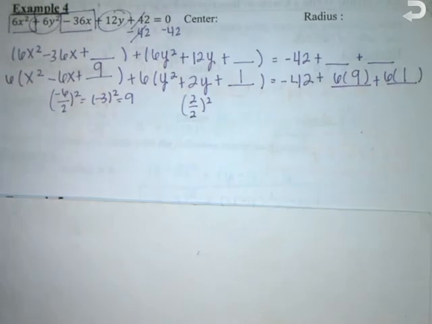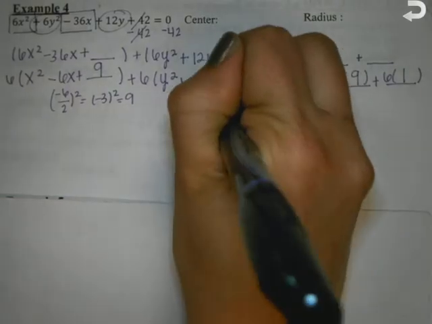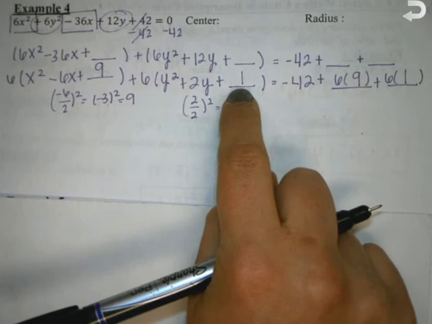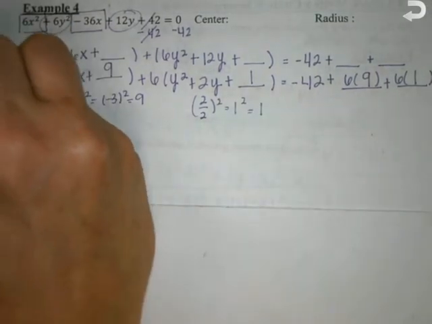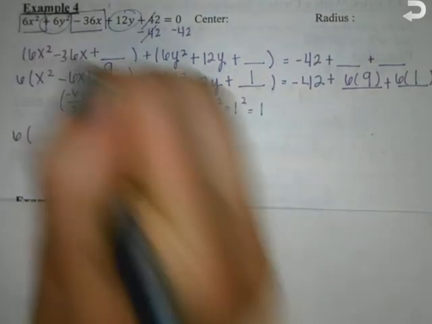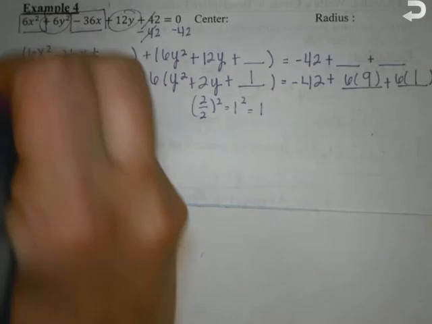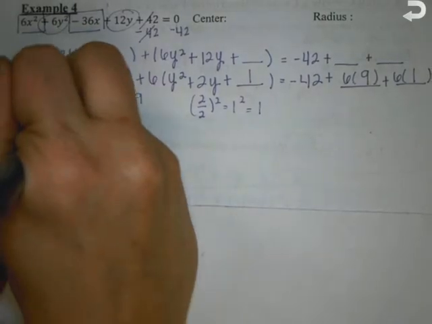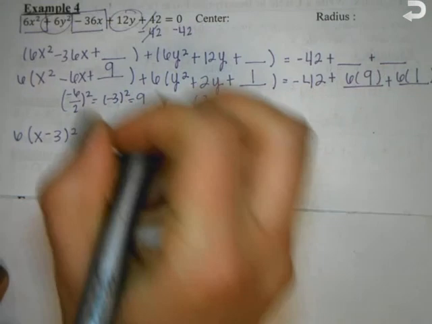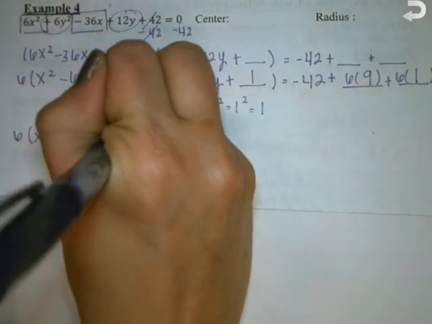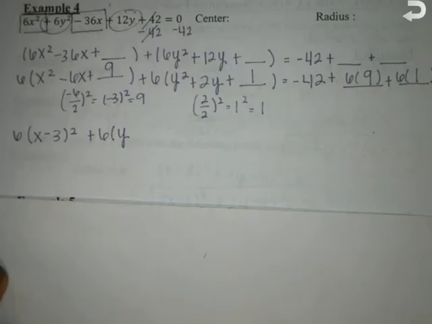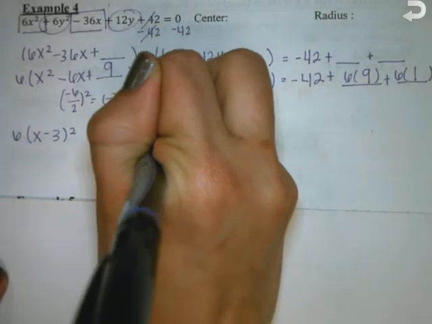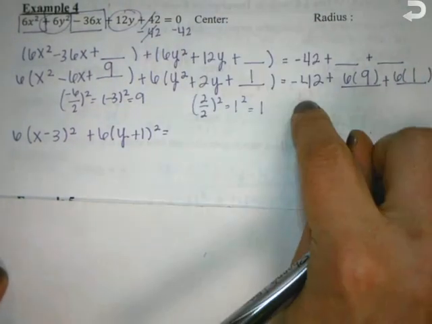Okay, so let's factor these x's. How would the x's factor? X minus 3. Good. Squared. Plus 6 times y. And what does this one become? Plus 1. Squared. Equals, okay, this is negative 42 plus 54 plus 6. Did anybody get that yet? 18.